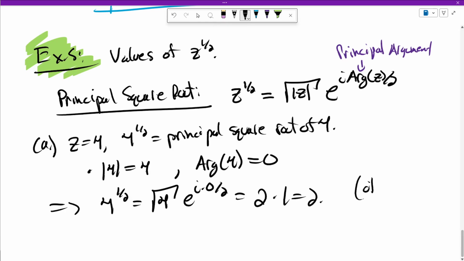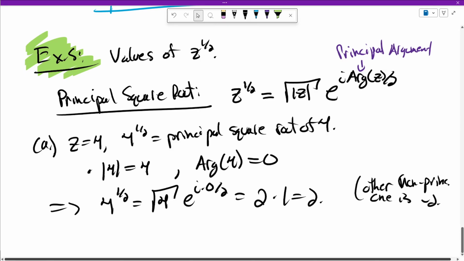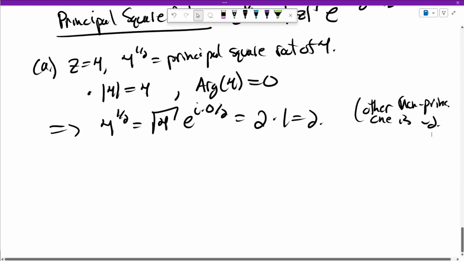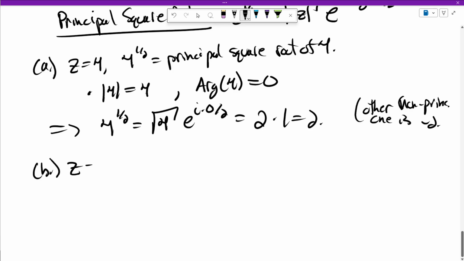And then the other one, the non-principal one, is of course just negate that. If you have one square root, you negate it to get the other square root. Great. Let's try a purely complex number now. Let's look at negative 2i.